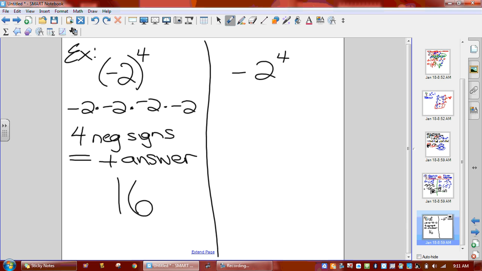Let's take a look on the right-hand side. How many negative signs do we see? 1. Does the 4 apply to the negative this time? No. How come?